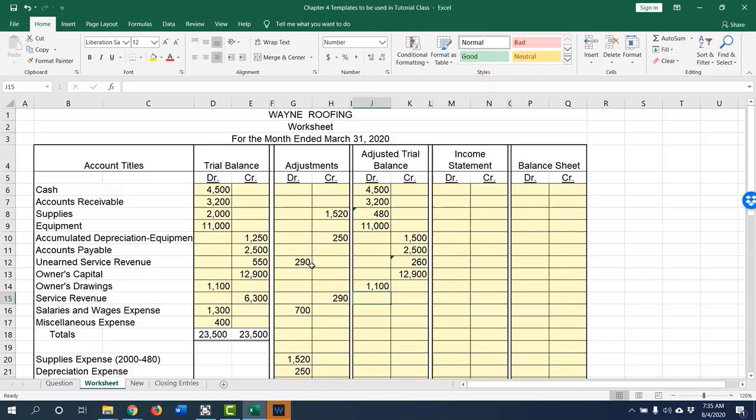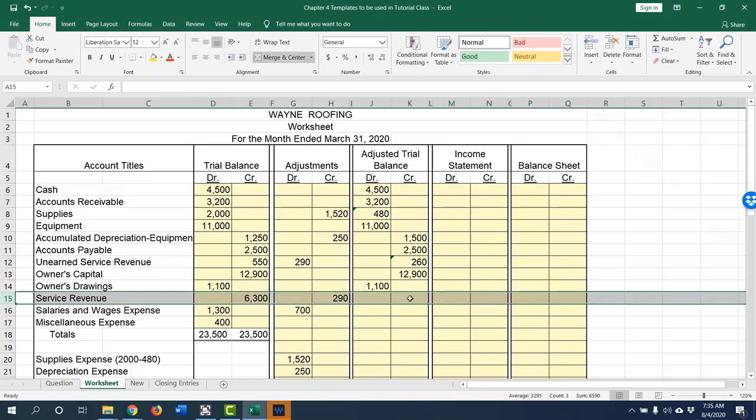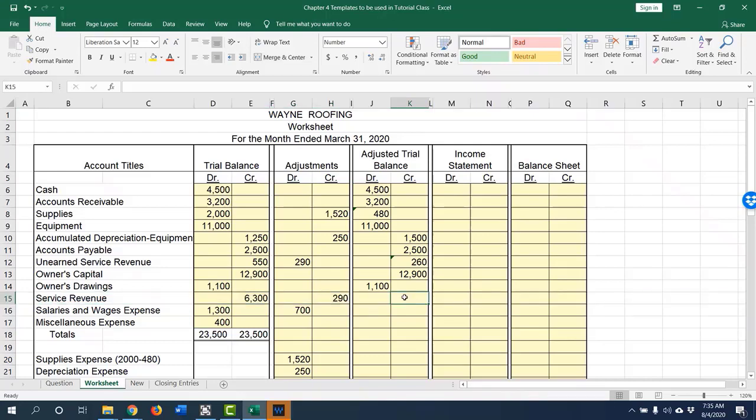Service revenue, this account, there was a change, right? So the account normally has a credit balance, and we have credited it again, so the balance will increase. So previously the balance was 6,300.